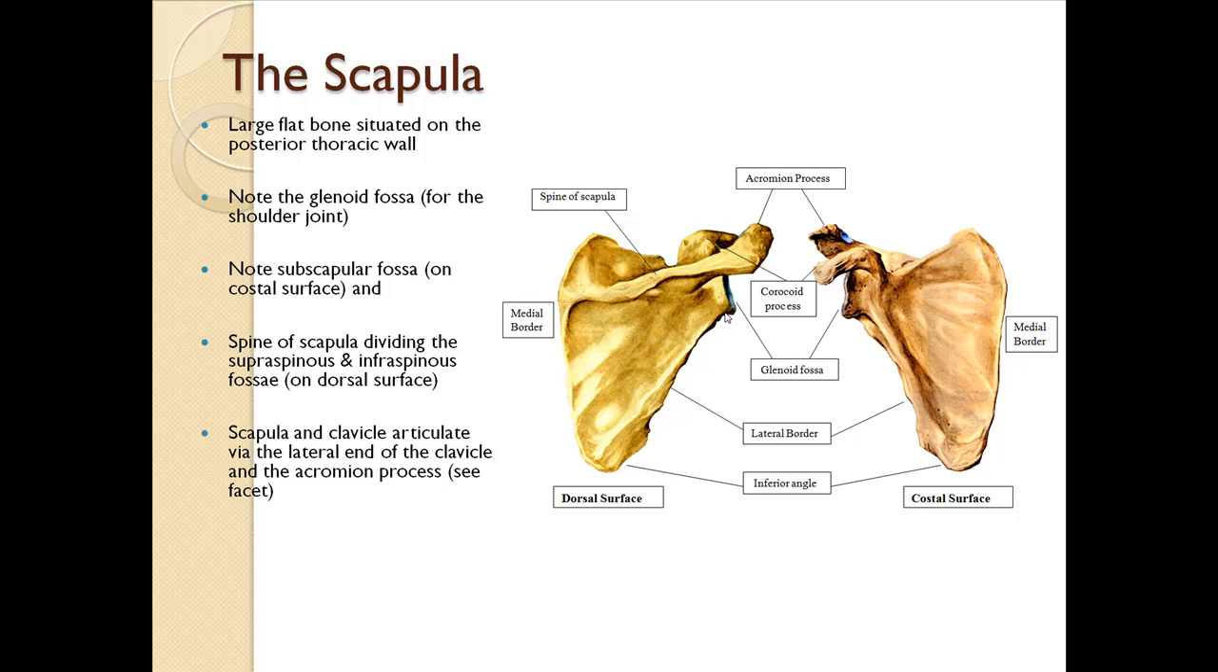On the costal surface, so on the surface that actually lies on the thoracic wall, we have a big fossa, a big hollow, known as the subscapular fossa. On the posterior aspect, so the aspect of the scapula that doesn't articulate with the thoracic cage, we have again a couple of fossae. So up here we have the supraspinous fossa, a fossa that sits above the spine of the scapula. Here we have the infraspinous fossa, which sits below the spine of the scapula. And dividing the two, there is this large bony ridge, which again is palpable. This is the spine of the scapula that can be felt on the dorsal surface of the shoulder blade itself.